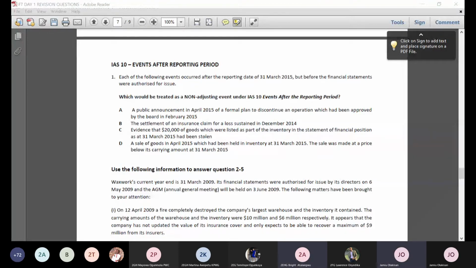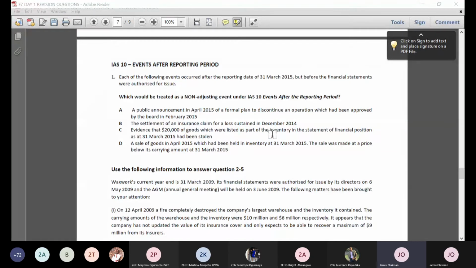Okay. It says, which of the following would be treated as a non-adjusting event? A, a public announcement in April 2015 of a formal plan to discontinue an operation which had been approved by the board in February. Approved by the board, but it wasn't announced until then. So the majority of you, from what I've heard, choose A. Let me look at B. The settlement of an insurance claim for a loss sustained in December 2014. Of course, that is an adjusting event because the loss already occurred before the end of the year.